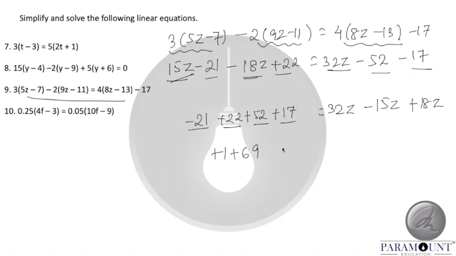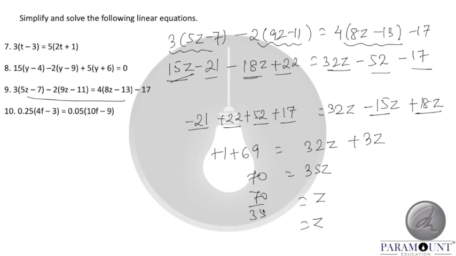So this will be a positive sign. Again here minus 15 plus 18 becomes plus 3z. So this becomes 35z and this becomes 70. So z becomes 70 upon 35 and the value of z we get as 2, right? The value of z we get is 2.